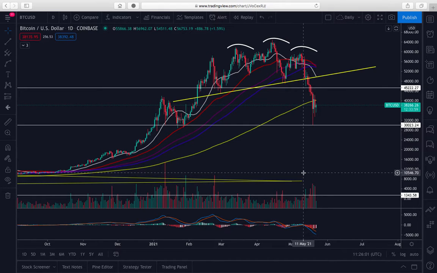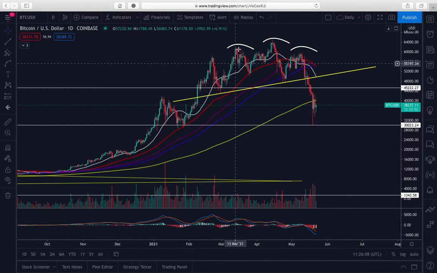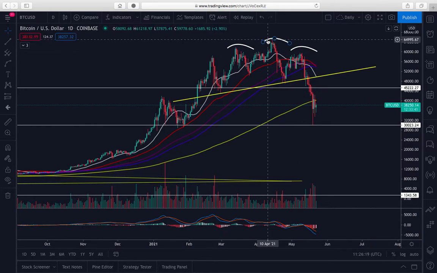So, what Bitcoin formed was a head and shoulders pattern. It's what I've been talking about. What happens is you get a left shoulder, head, right shoulder. You get a high, you get a higher high, and then you get a lower high than this previous high right here. Talking about this all the time. You have to watch for that, especially on your daily time frames.